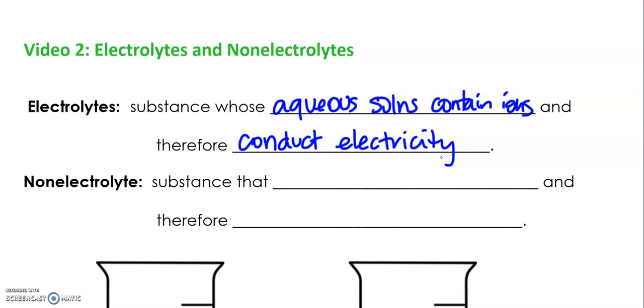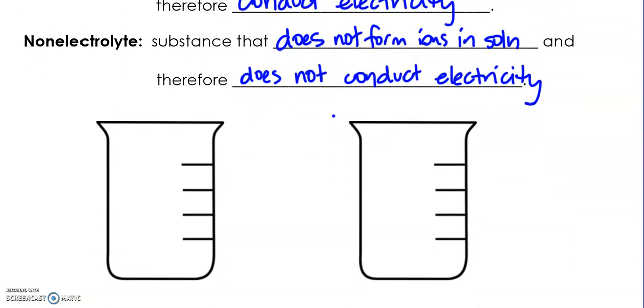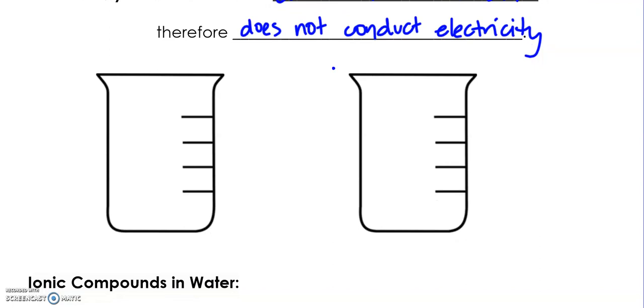A non-electrolyte is a substance that does not form ions in solution, and therefore does not conduct electricity. So let me show you a little bit more what I mean with some diagrams.